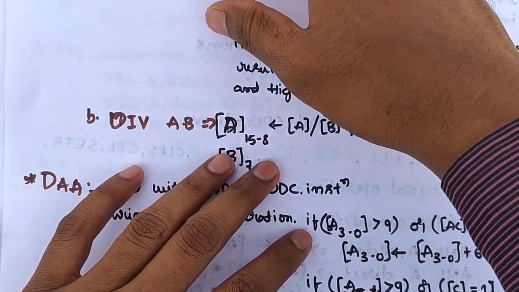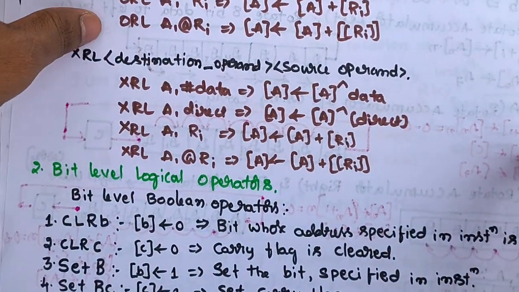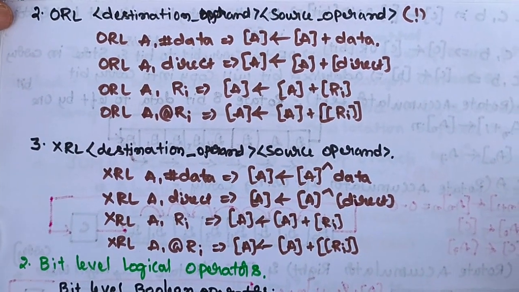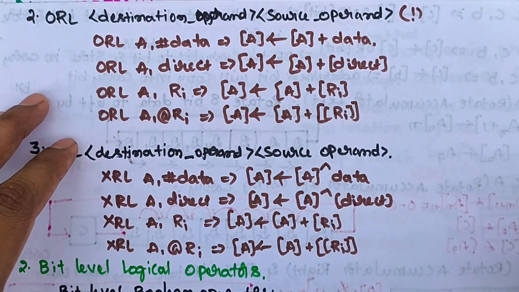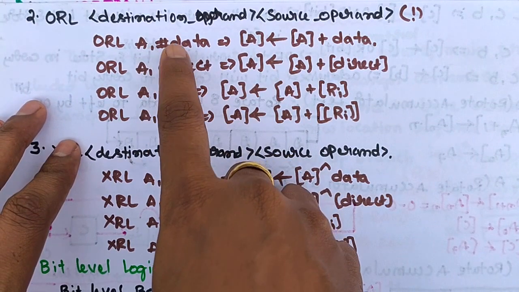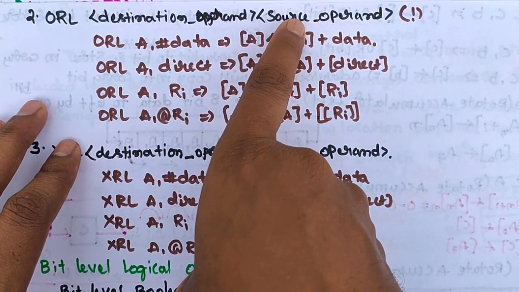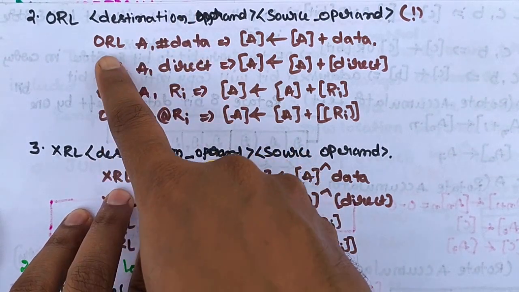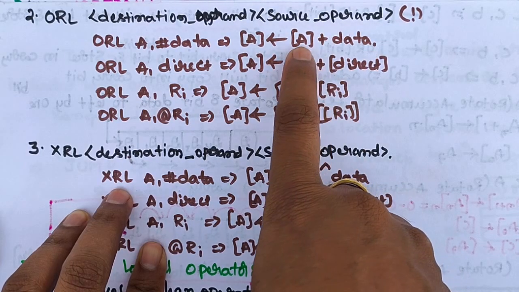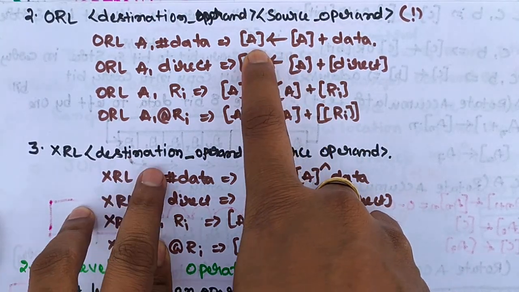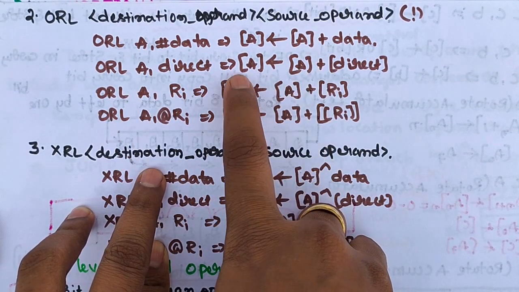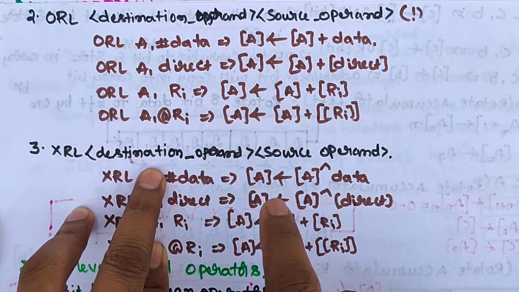So next, the OR operation we are going to do using the 8051 instruction ORL, destination and source operand. That means the OR operation is performed between destination and source, and the result is stored into the destination itself. ORL A, #data means 8-bit data is ORed with the accumulator content, and the result is stored in the accumulator. Similarly, for memory location to accumulator OR operation, the result is stored in the accumulator itself.